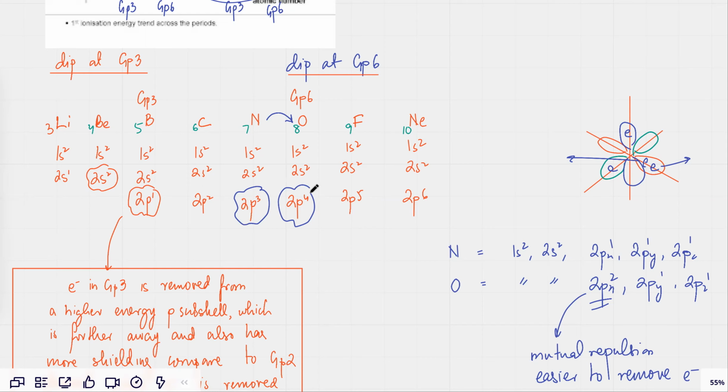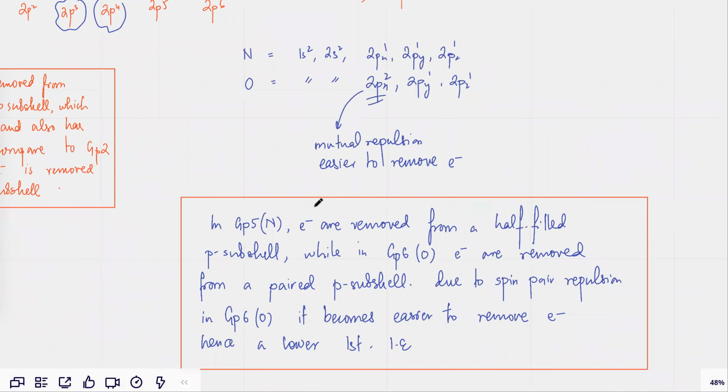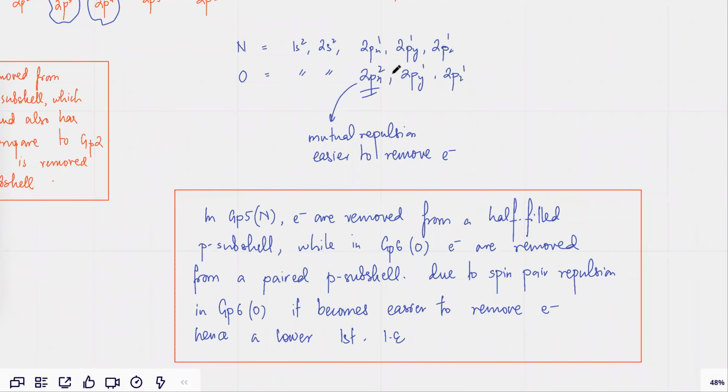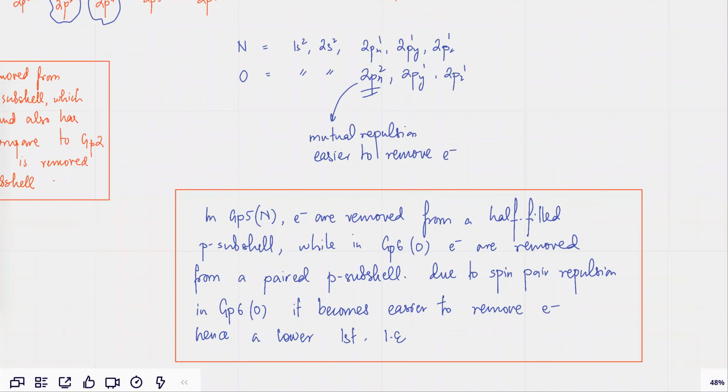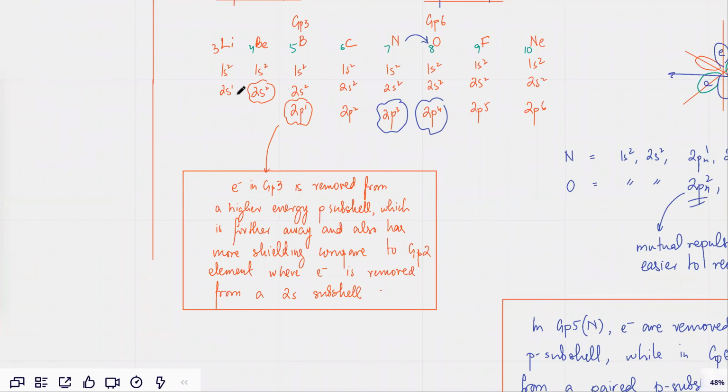And we talked about the dip at group 6. If you're removing an electron from 2p3, in 2p4 it's easier to remove electrons because the electron is removed from a paired p orbital. If you have 4 electrons, it's removed from a paired p orbital, so the electrons repel each other, and it becomes easier to remove an electron. So which is why the dips appear. The dips appear because of something going on in the orbitals. So we did all of this.